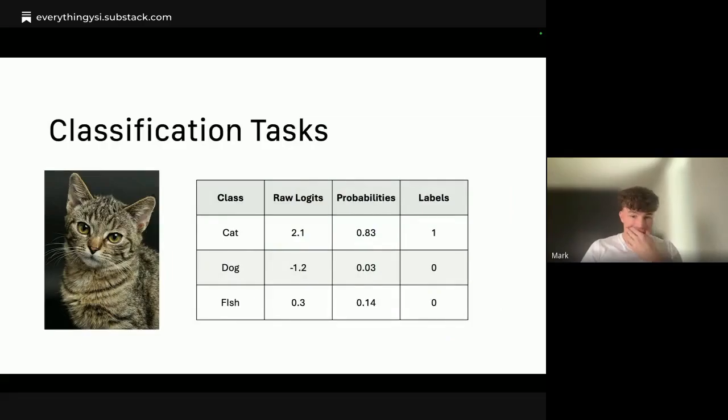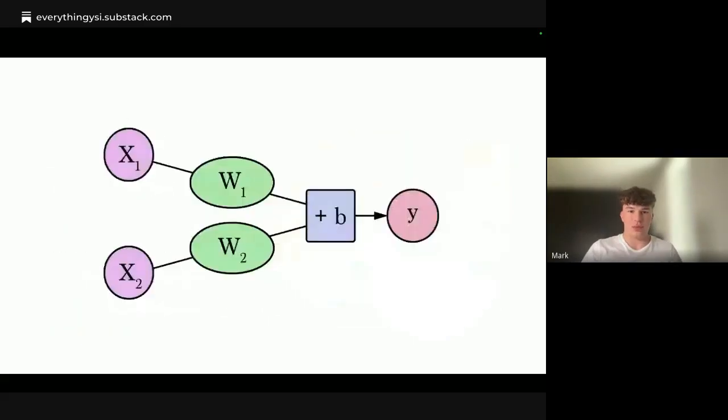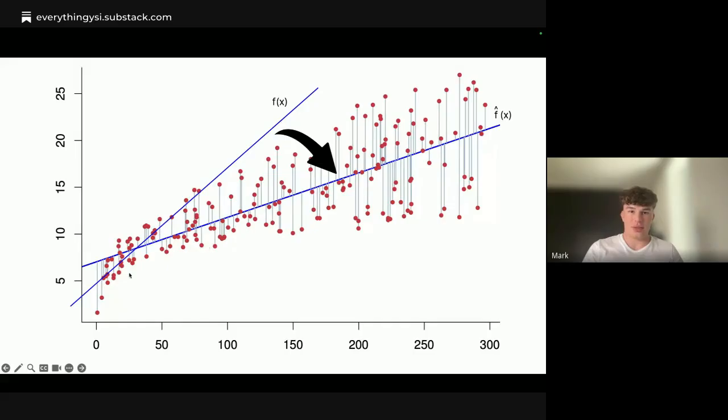So this works for linear regression, right? Like this. But for classification tasks, you obviously don't want to model a number to another number.